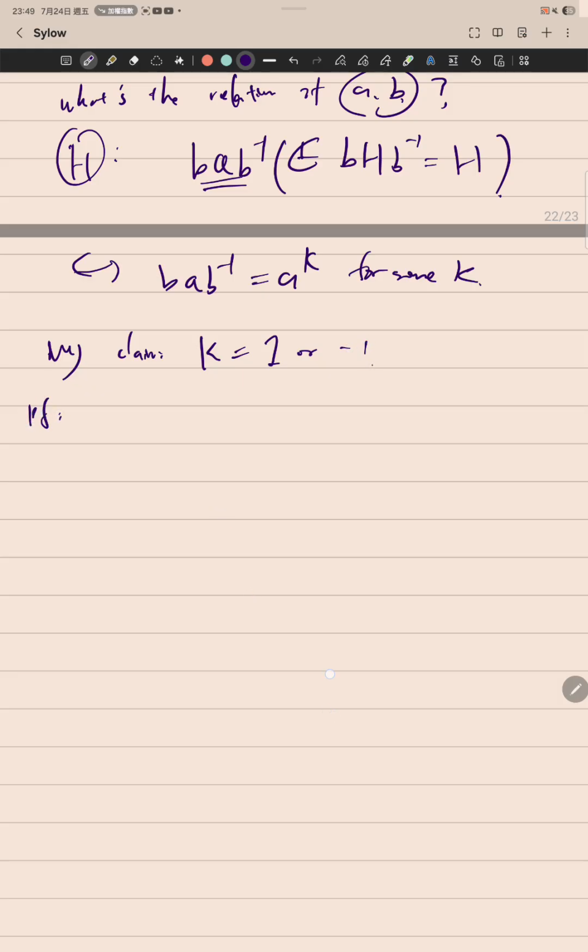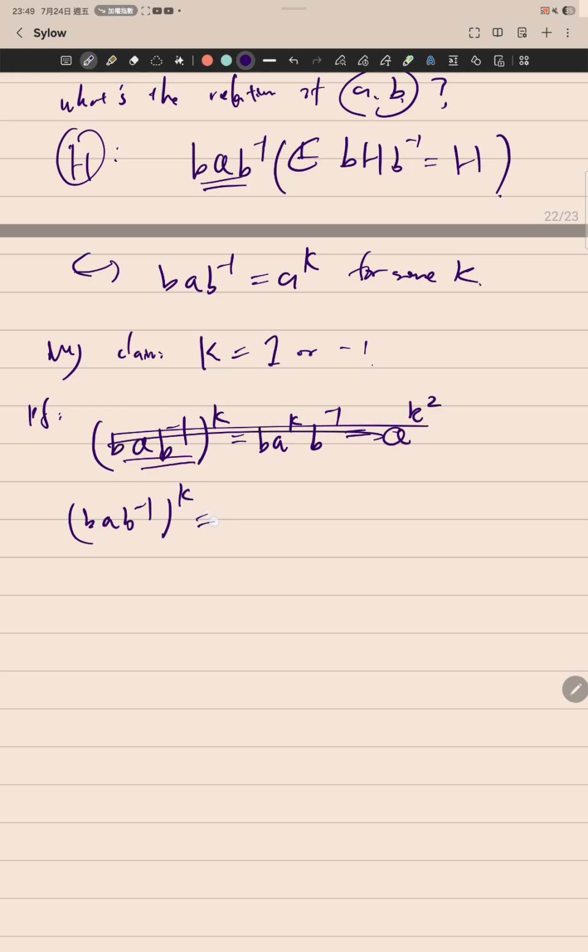Proof. So we can take B A B inverse and raise it to the k. Then we get B A to the k B inverse, which is just A to the k squared. Right? Wait, let me see. So B A B inverse to the k is B A to the k B inverse, and this is A to the k. Right, so we get A to the k squared.